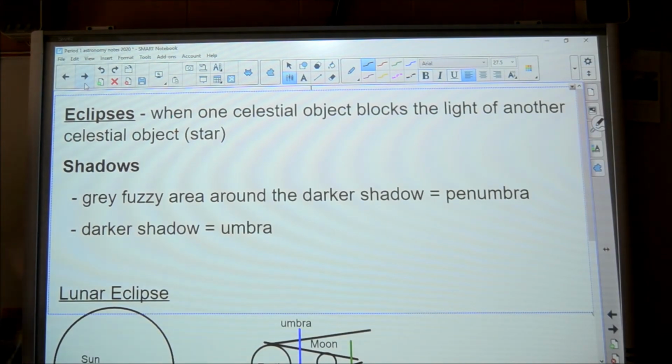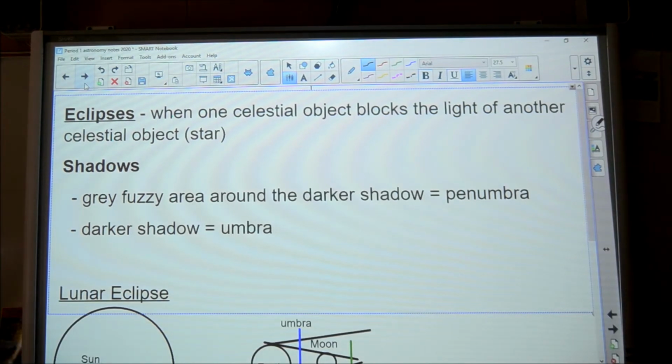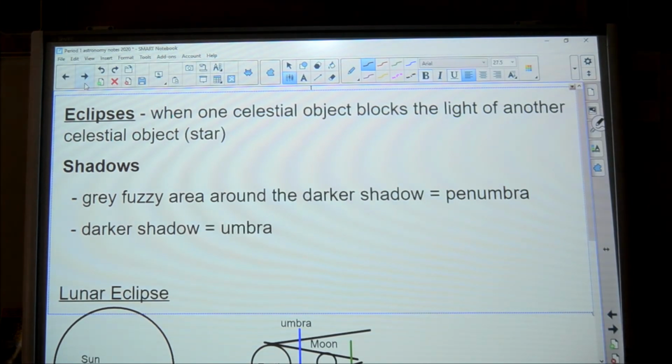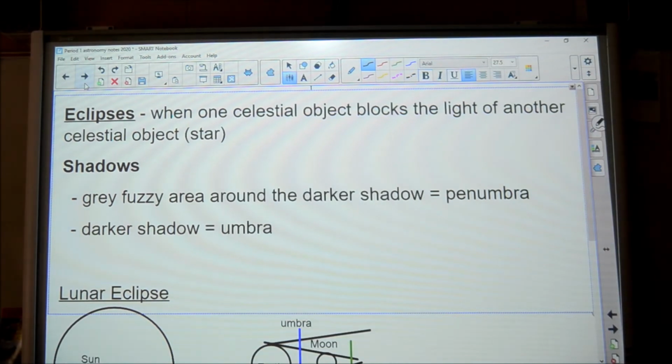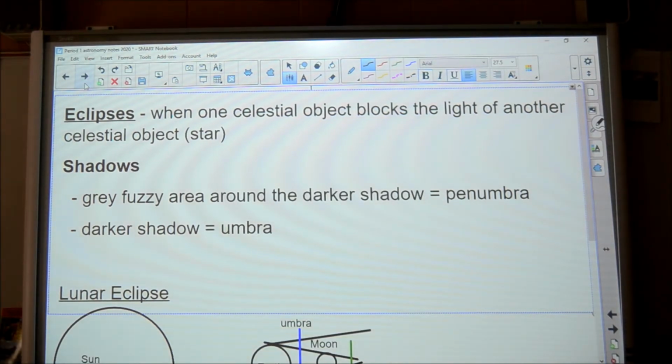Next, eclipses. Remember I told you, the moon and the Earth aren't always aligned. They're about 5 degrees off vertically. Well, in order to get an eclipse, they got to be perfectly aligned. So it doesn't happen every full moon or new moon.